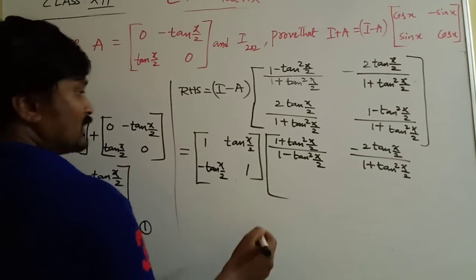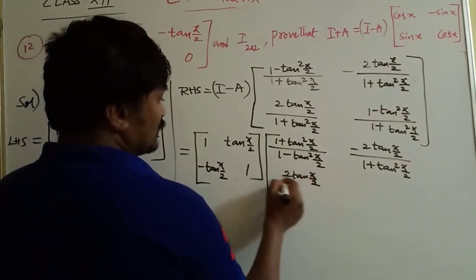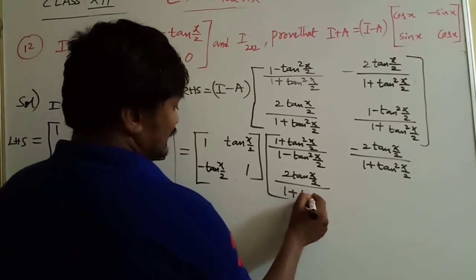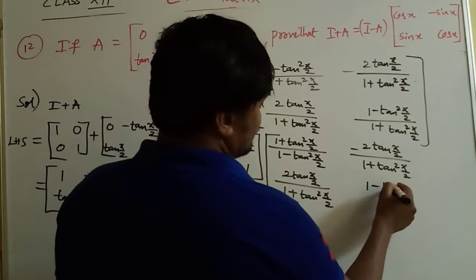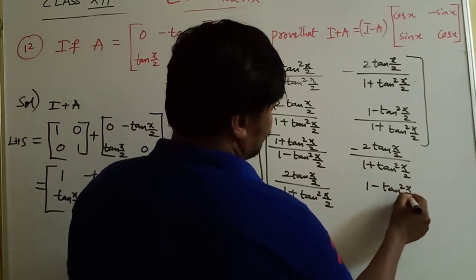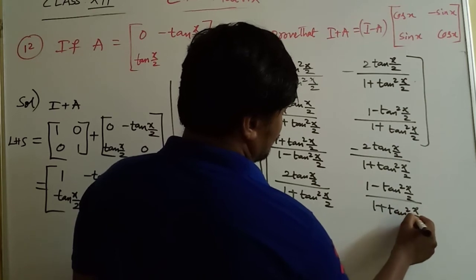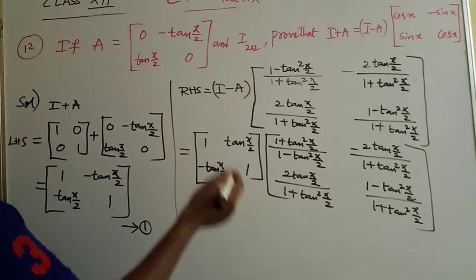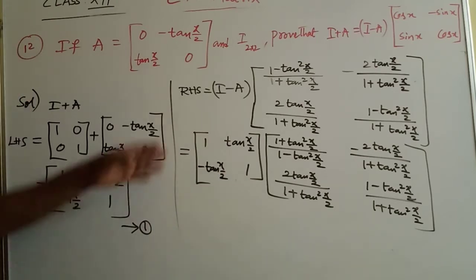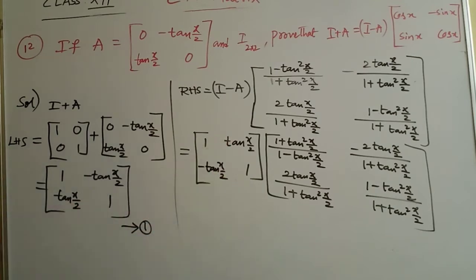And then after that, again here 2 tan x upon 2 upon 1 plus tan square x upon 2. Again here 1 minus tan square x upon 2 upon 1 plus tan square x upon 2. So after that just you need to multiply. So when you multiply, what you are going to get, I'll write again here this part. I hope you have written up to this part. If you have not written, pause it and then complete that part.